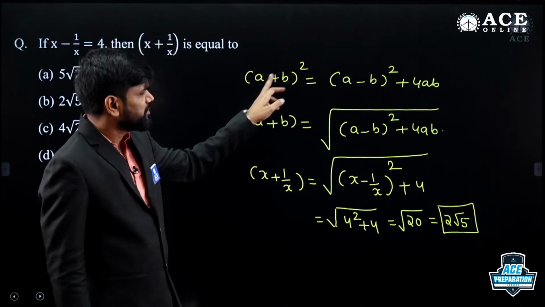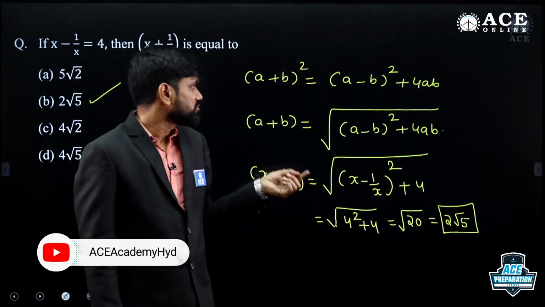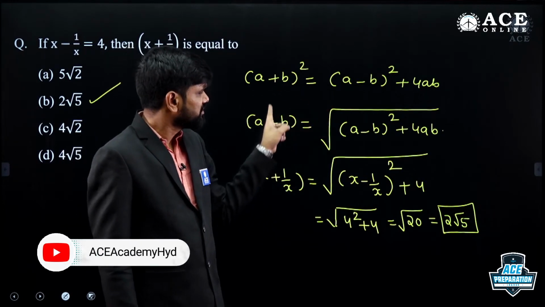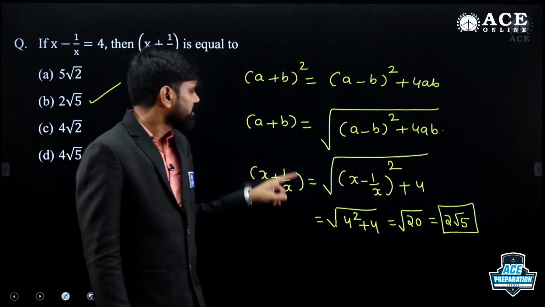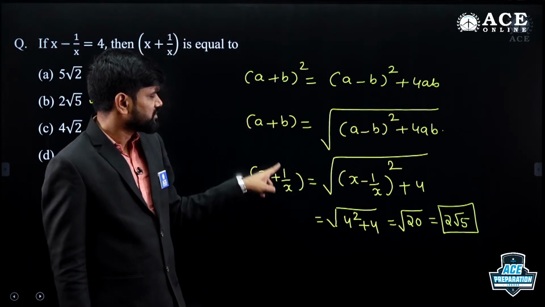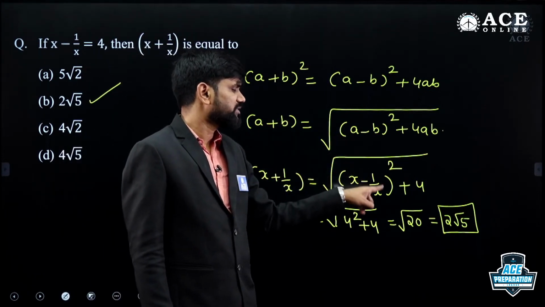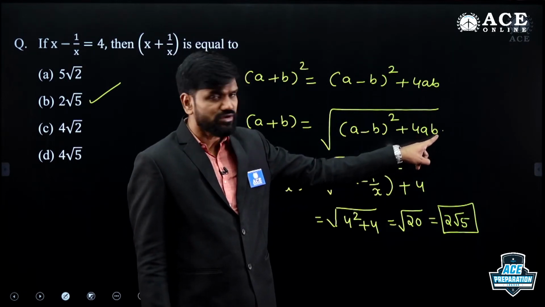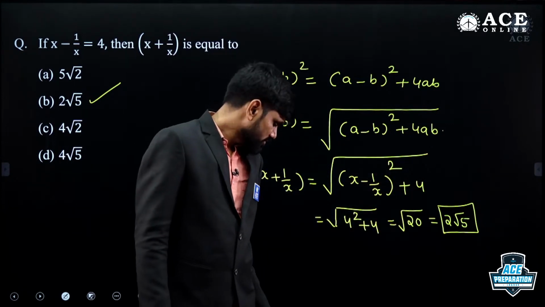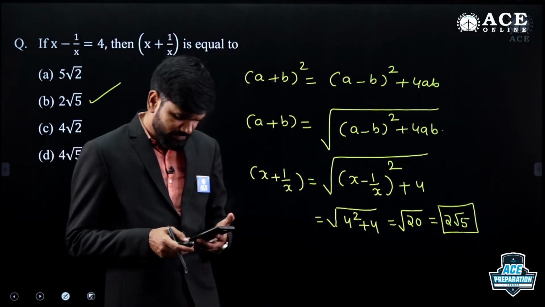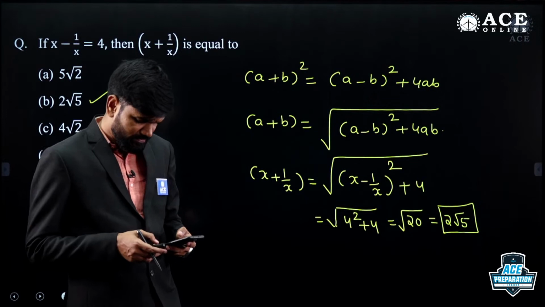So a plus b whole square is nothing but a minus b whole square plus 4ab. That's what we have learned in the previous session. So based on that, for a plus b, I'll just take the square root here. So square root of a minus b whole square plus 4ab. In place of a plus b, I have x plus 1 by x. So in place of a, I have x. In place of b, I have 1 by x. So then that will become equal to what? X minus 1 by x whole square plus 4 into x into 1 by x. X into 1 by x will give you how much? 1. That's why it will remain 4. Is that clear, Dinesh? Is that the one you are talking about, Dinesh?